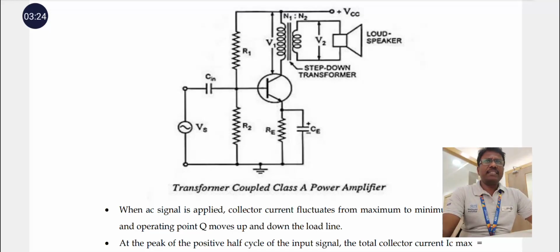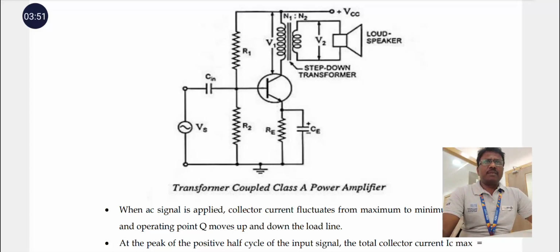Emitter resistor RE. Now observe the emitter resistor. What is its purpose? Its main functions are thermal stability, bias stabilization, and preventing thermal runaway. As temperature increases, collector current also increases. The emitter resistor develops more voltage, which automatically reduces the base emitter voltage. Hence, the transistor becomes stable.